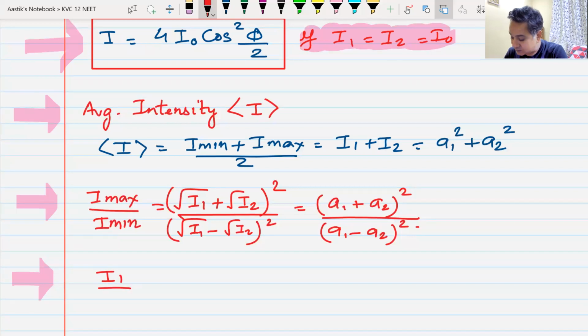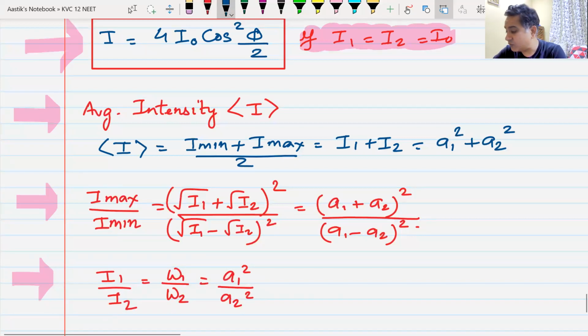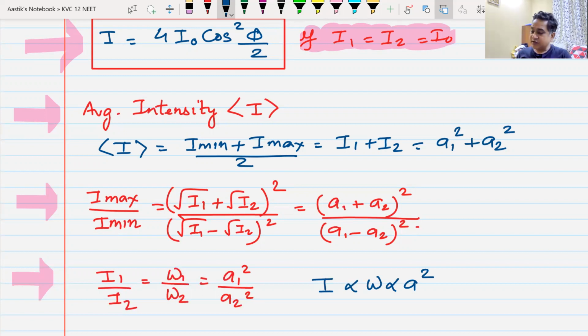The intensity of the wave is directly proportional to the slit width, and it is equal to amplitude 1 square divided by amplitude 2 square. I remember it in this way, beta. Intensity is directly proportional to your slit width, and your slit width is directly proportional to your A square, A standing for the amplitude of the waves. Do we understand this? These are small formulas that, if you can remember, will help you a lot in solving any questions.